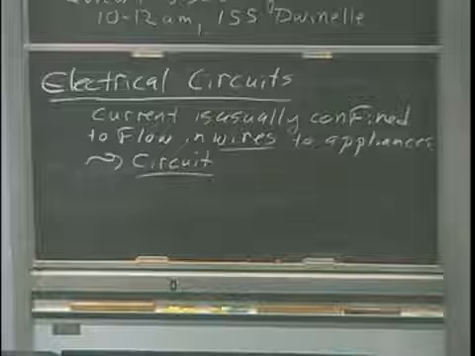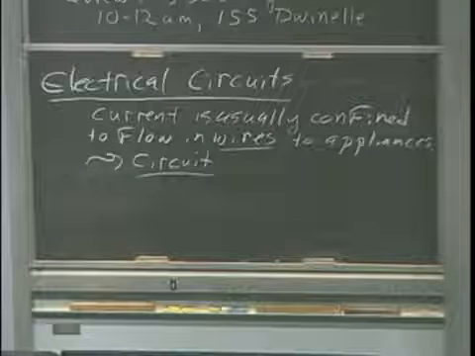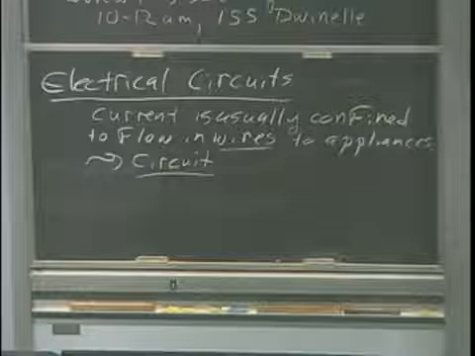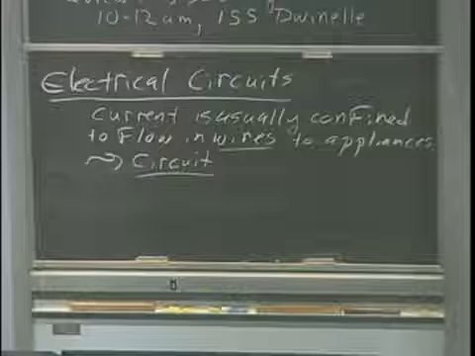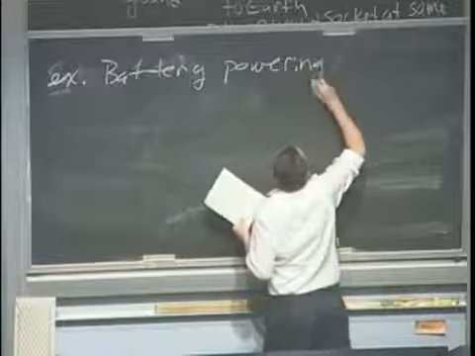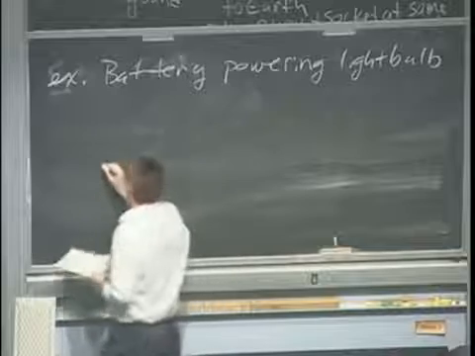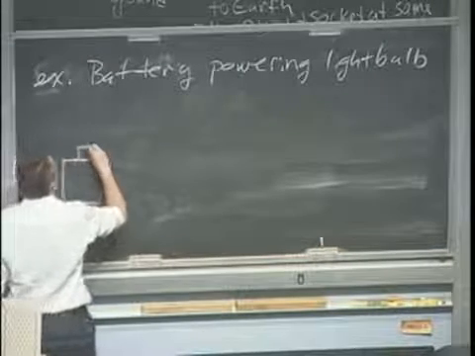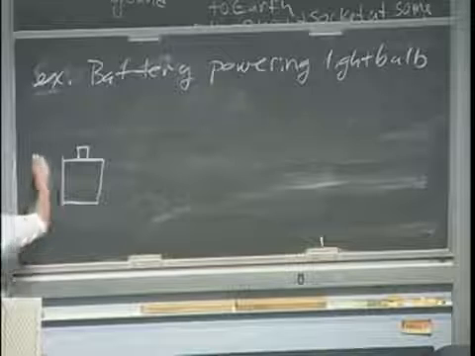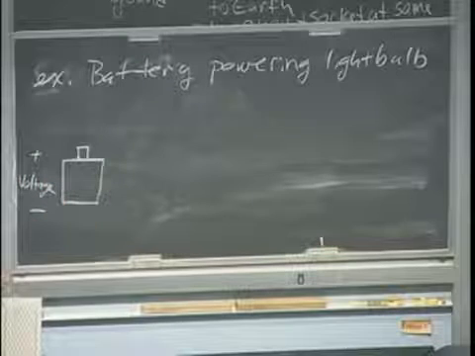And one of the simplest examples is just a circuit for a flashlight. Okay, so for example, you could have a battery powering a light bulb. Okay, so let's just draw a picture of what that might look like. So there is our battery again, drawn from the side. This has got a positive terminal and a negative terminal, which defines the direction of the voltage. Okay.